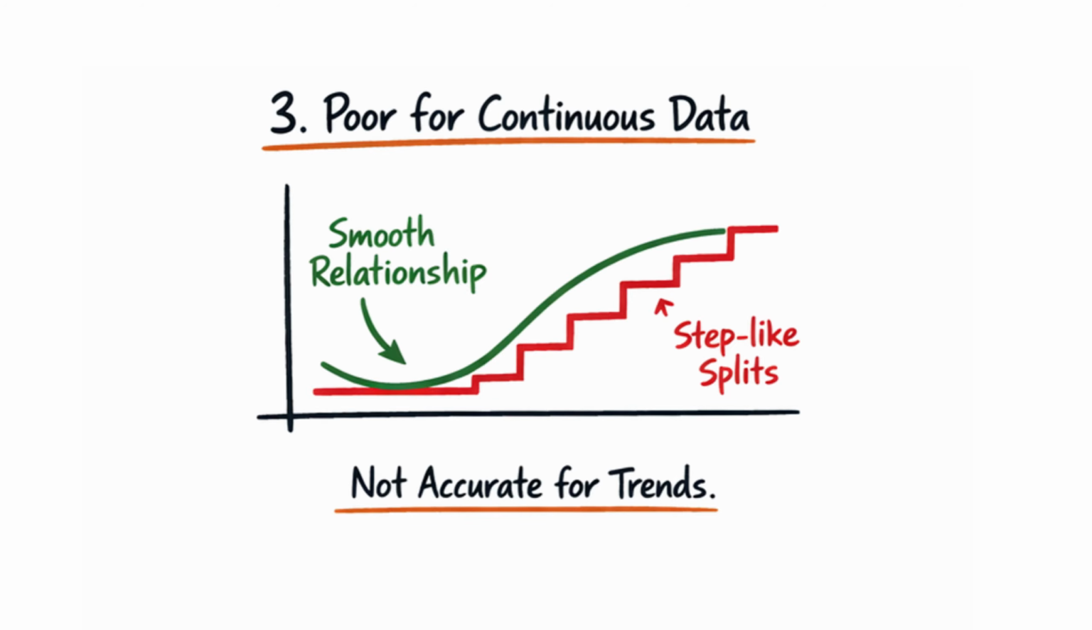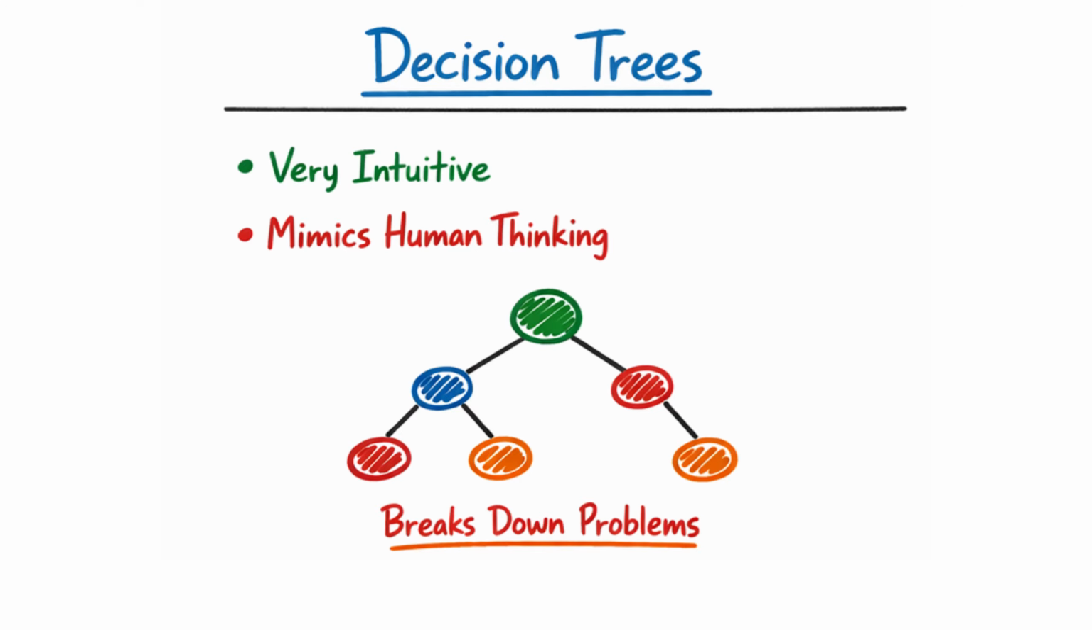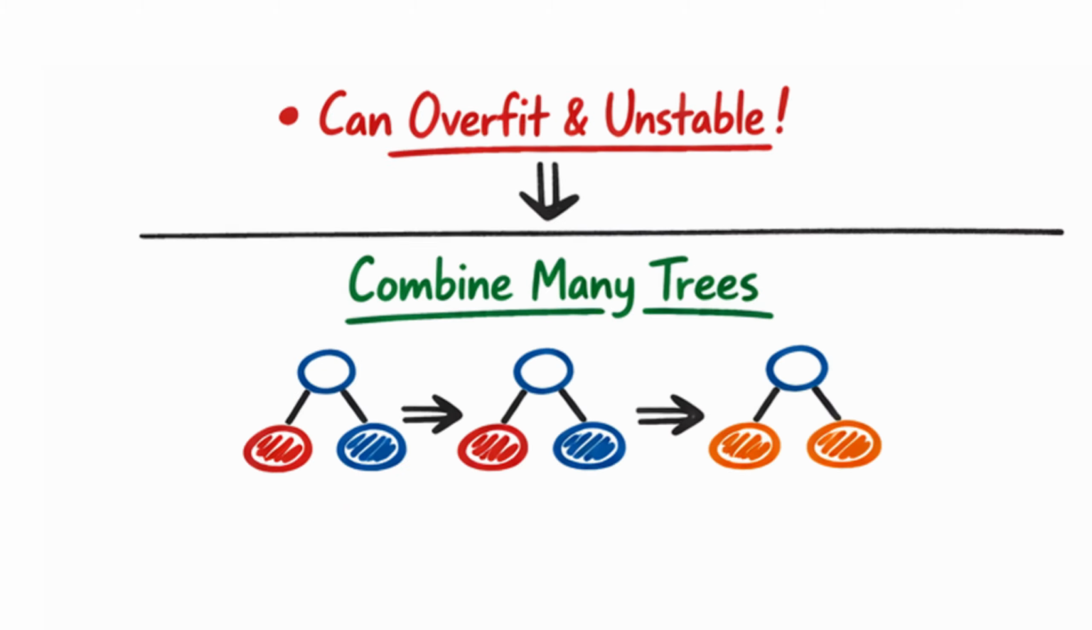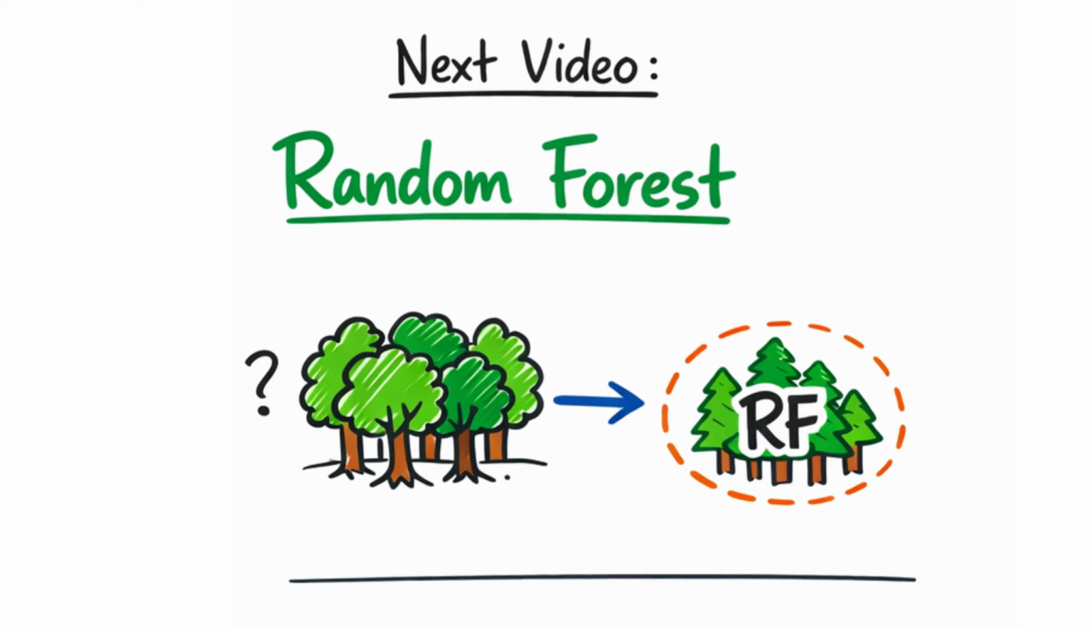So all in all, we can say that decision trees are very intuitive. They match how we humans think. They break complex problems into smaller decisions. But at the same time, they can overfit and become unstable. And that is exactly why we usually don't rely on a single tree. We combine multiple trees together to make the model more stable and accurate. And that is where random forest comes in, which we will be covering in the next part.